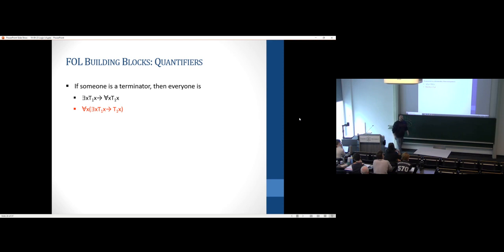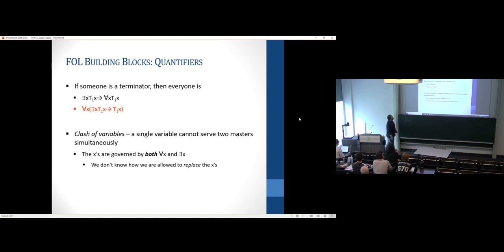So the problem that we have here is something we call a clash of variables. A single variable cannot serve two masters at once. Right? You cannot serve God and mammon. That is, if we look at that first one, our X is governed by both the universal and the existential. And that's bad, because we don't know which function we're supposed to be understanding it as. Is it everyone can be slotted in here, or is there just at least one thing we can slot in here? And the problem is the fact that we've used X in both cases.